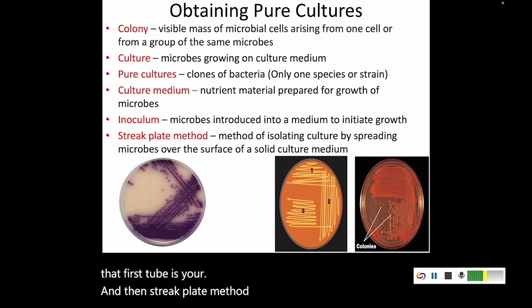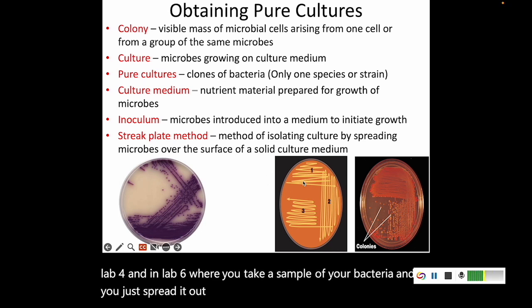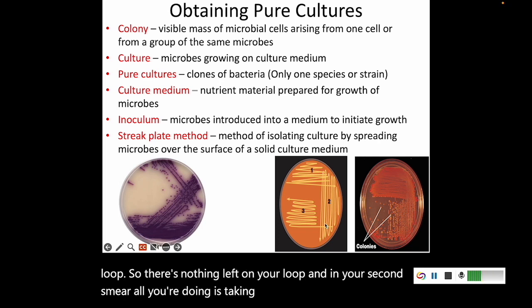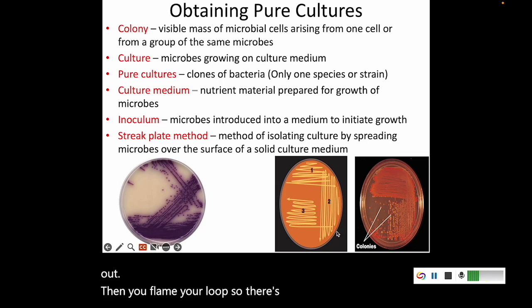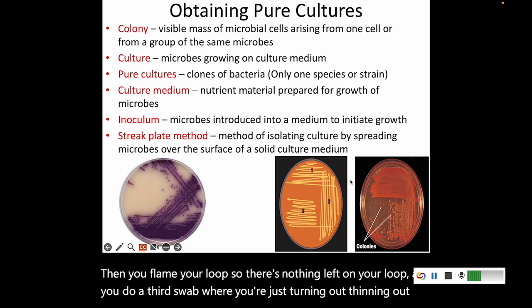This is something we do in lab 4 and in lab 6, where you take a sample of your bacteria and spread it out over this first section. Then you flame your loop, so there's nothing left on your loop. In your second smear, all you're doing is taking this first section and thinning it out. Then you flame your loop again, and you do a third swab, where you're just thinning out that second section.